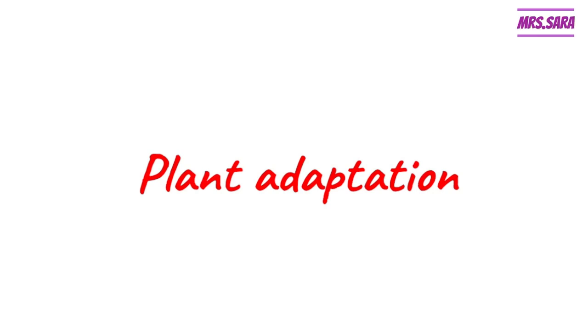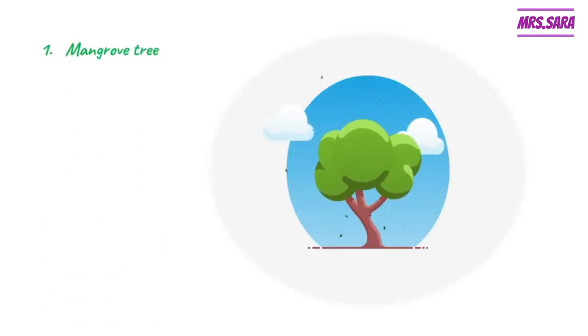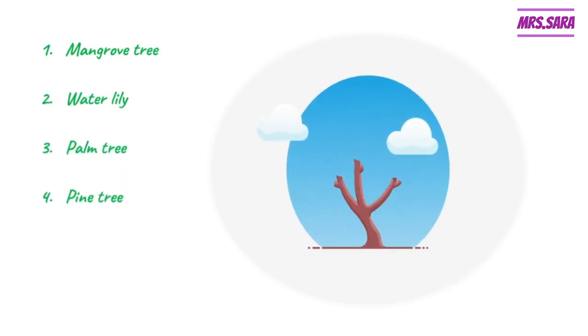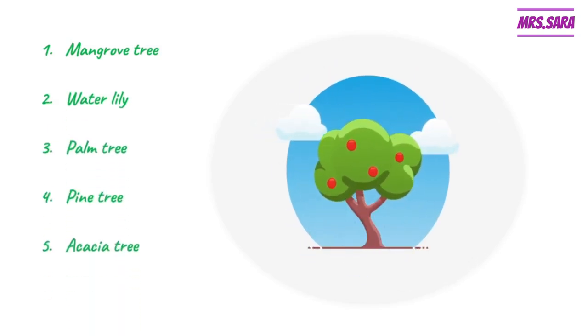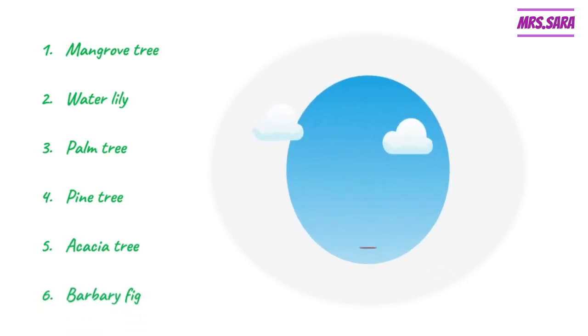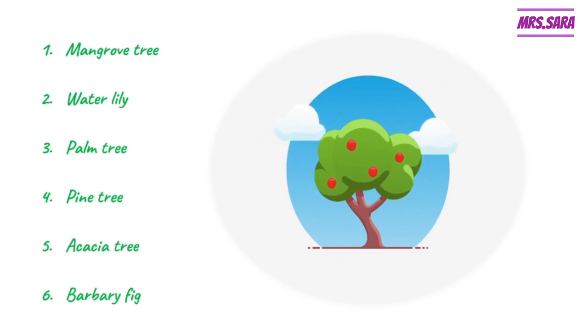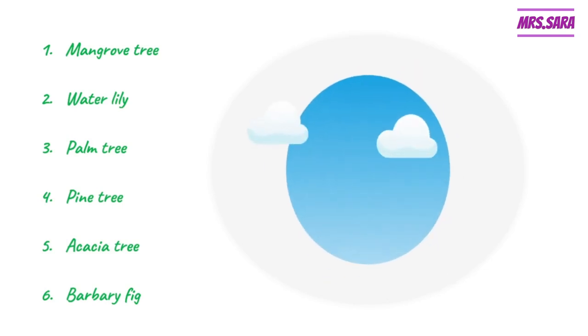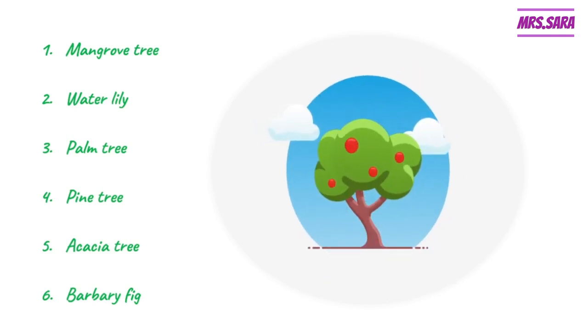I'm Sarah. I'm teaching science, and today we're still talking about plant adaptation. In this video, we're going to talk about the mangrove tree, water lily, palm tree, pine tree, acacia tree, and barbary fig. Those different types of plants have different types of habitat and also different types of structural adaptation. Let's find out together what their habitat and structural adaptation are.